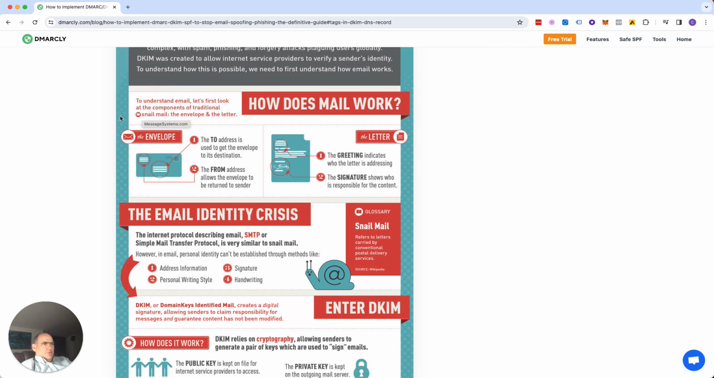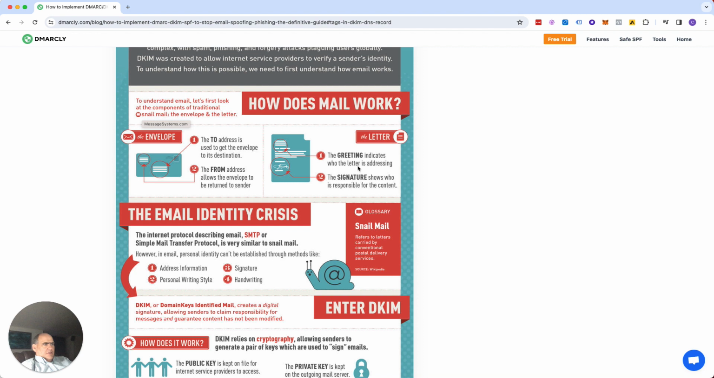Walking through what email does, basically, if you're looking at an envelope, you've got the to address, which is to get the envelope to the destination. You have the from address, which is where you would return this message to. This is all in the envelope.